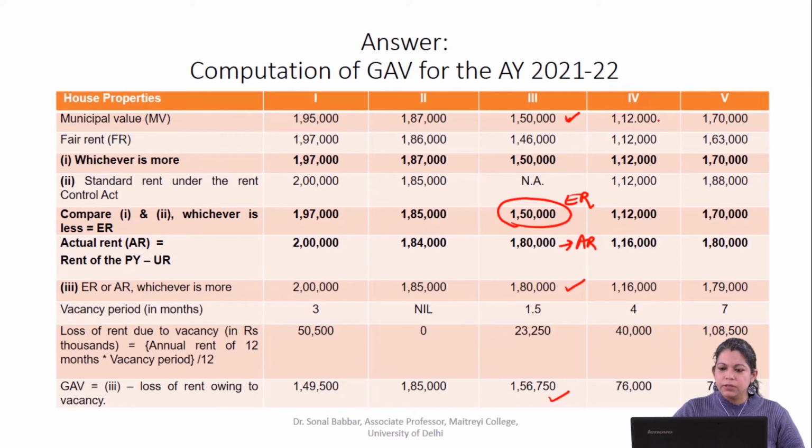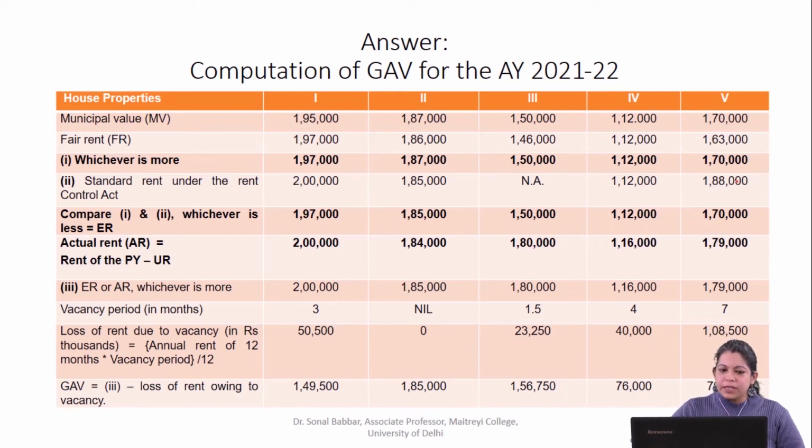Similarly, for property 4, we see that municipal value, fair rent and also the standard rent all are of the same figures, and therefore 1,12,000 will become expected rent. This will be compared with actual rent, which is rent of the previous year minus unrealized rent, and that comes as 1,16,000. Higher of the two is taken, and from that we subtract loss of rent due to vacancy, which is 40,000 rupees. So the difference is taken as GAV.